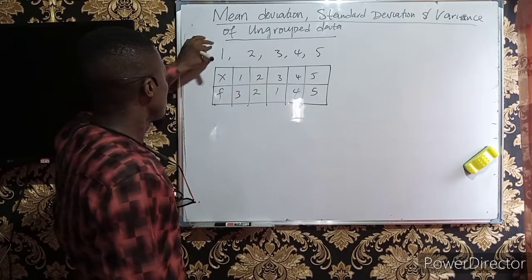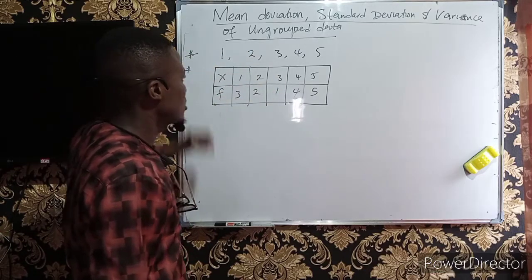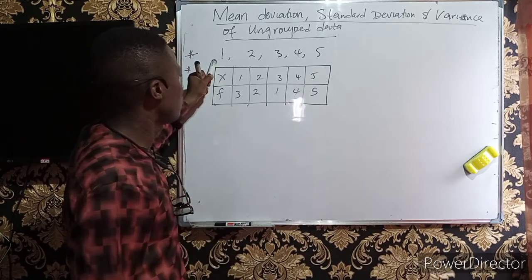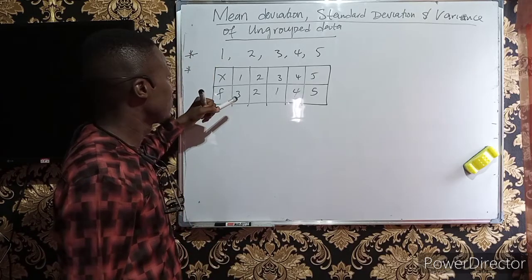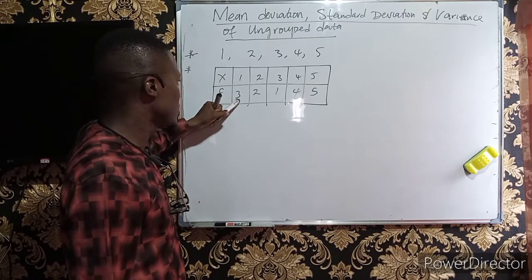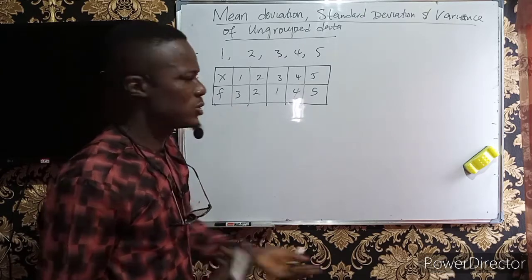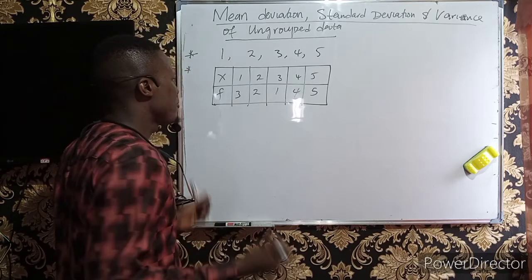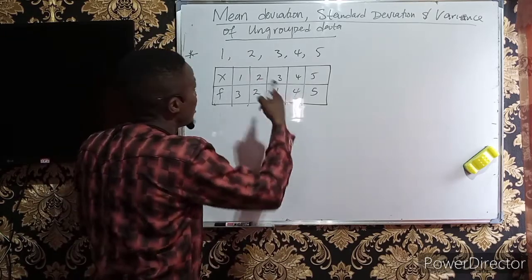We are asked to get the mean deviation, the standard deviation, and variance of these two sets of data. So we have the first one and the second one, and we've got to solve the first one before we get to the second one. Here, the first one has no frequency, while the second one has frequency. So I'm going to show the different ways they can appear. But before I begin to solve this, I need to give you the formulas for these three.